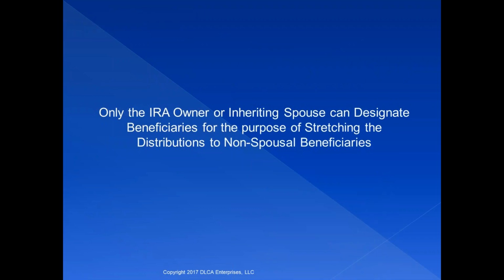And here's the catch. Only the IRA owner or inheriting spouse can designate beneficiaries for the purpose of stretching these distributions to the non-spousal beneficiaries over their life expectancy. So this is planning that has to be done in advance. This isn't something a beneficiary can do after they inherit.